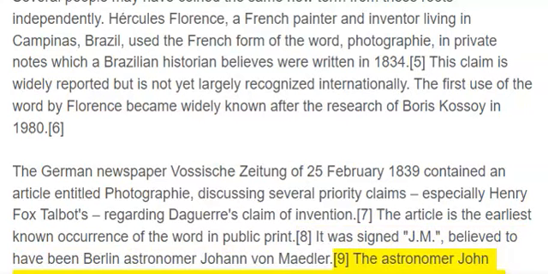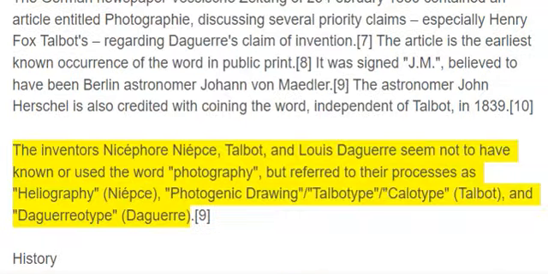The astronomer John Herschel is also credited with coining the word, independent of Talbot, in 1839. The inventors Nicéphore Niépce, Talbot, and Louis Daguerre seem not to have known or used the word photography, but referred to their processes as heliography, Niépce, photogenic drawing / Talbotype / calotype, Talbot, and daguerreotype, Daguerre.